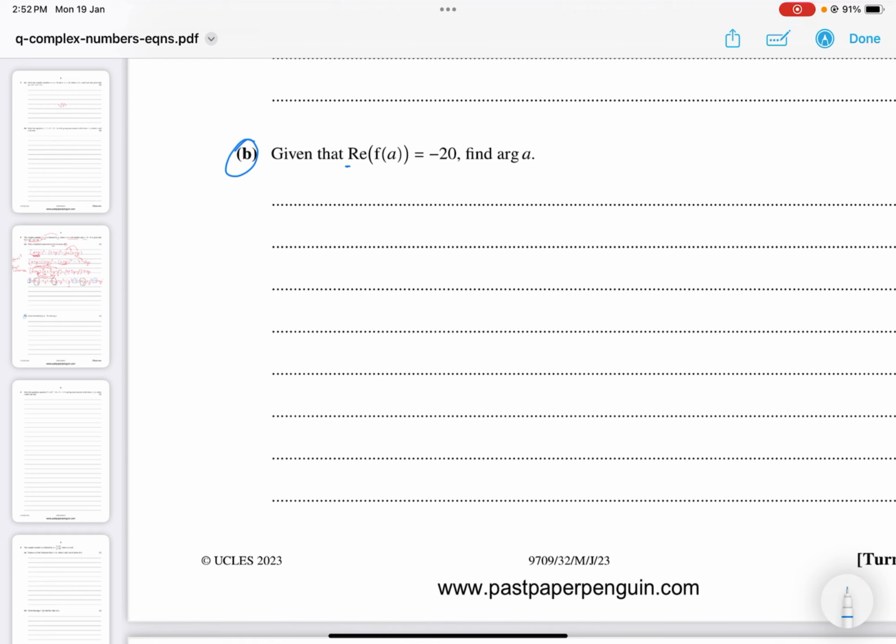What do we mean by this term Re? Re means the real part of the function equals negative 20. What is the real part of the function? The function was negative 5y square plus 6y minus y cube i. So this one is the imaginary part and this one is the real part. So negative 5y square equals negative 20. This negative will cancel out.